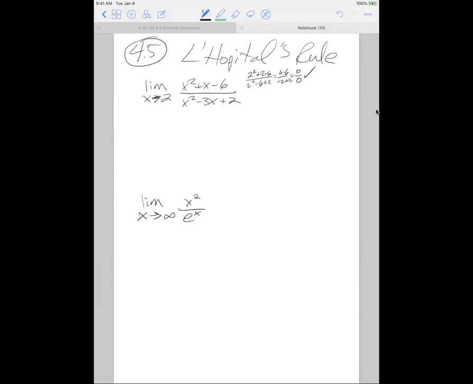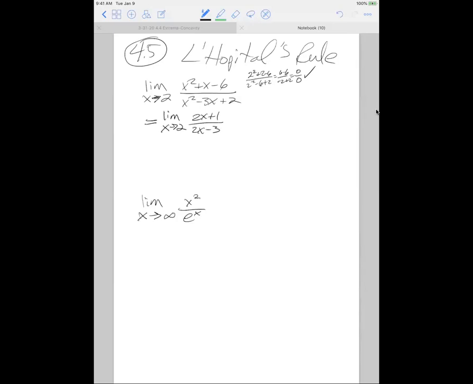So now you go back to the original function, the limit as x goes to 2 of the rational function, and notice that that is equal, by L'Hopital's rule, to the limit as x goes to 2 of the derivative of the top over the derivative of the bottom, which is 2x plus 1 over 2x minus 3. And now it's a matter of plugging the numbers in here.